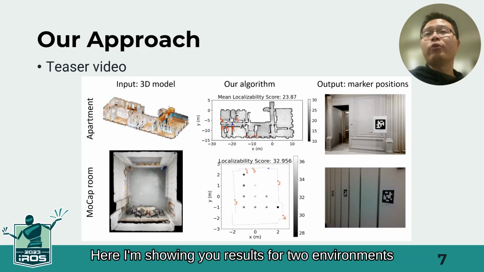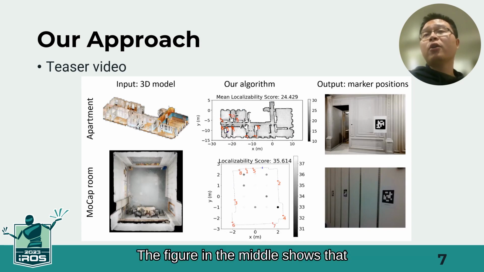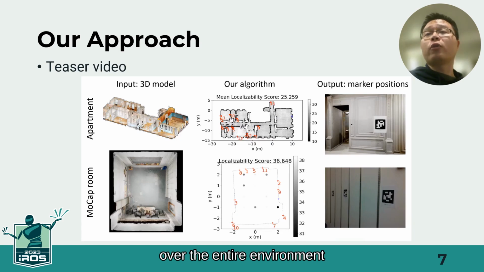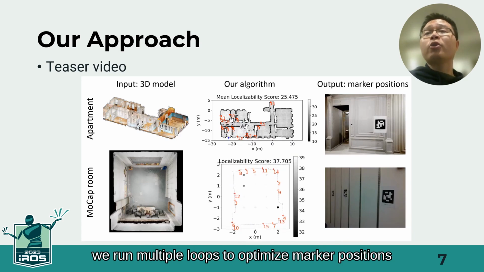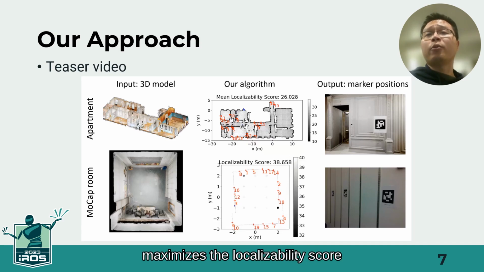Here I'm showing you results for two environments, the apartment and the mocap room. The figure in the middle shows that our algorithm updates camera localizability scores over the entire environment. The animation demonstrates that we run multiple loops to optimize marker positions. In each loop, we identify the best marker position that maximizes the localizability score.